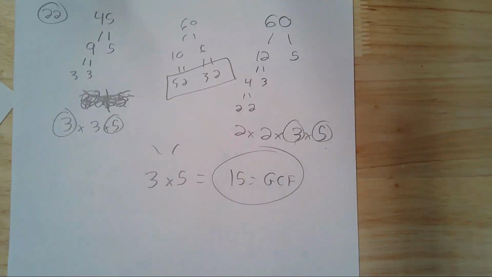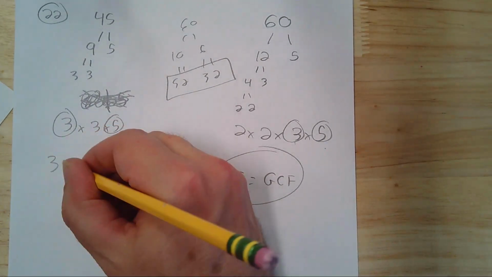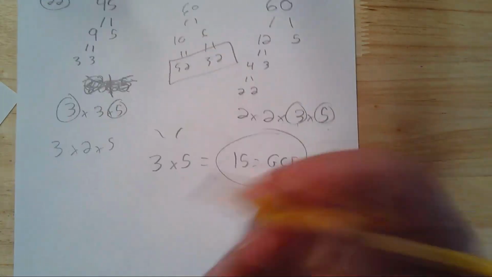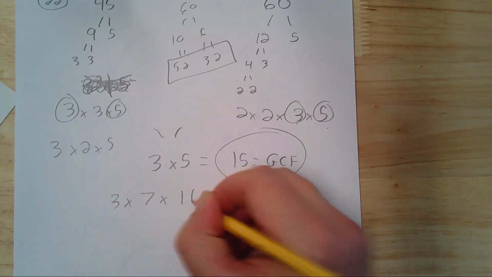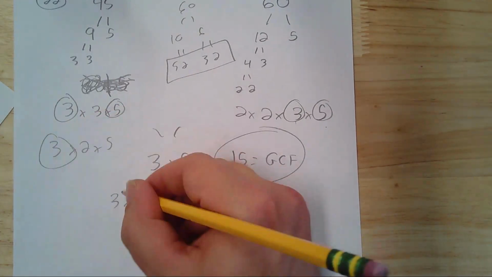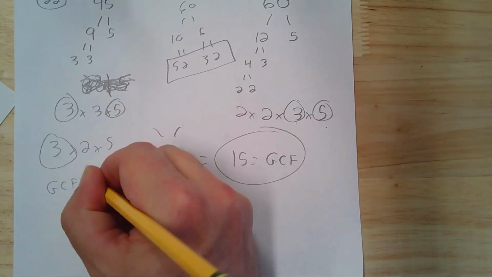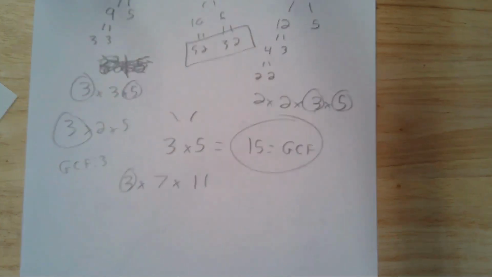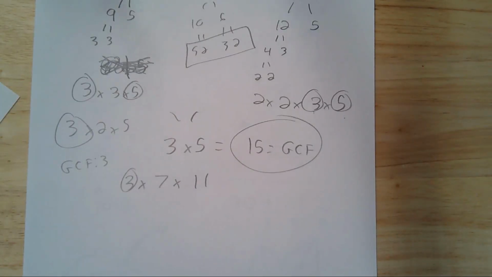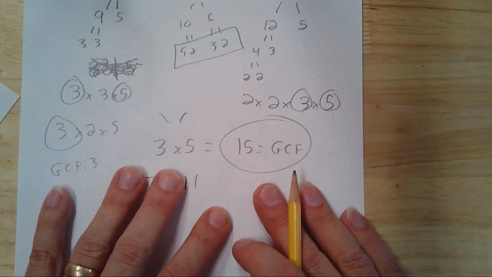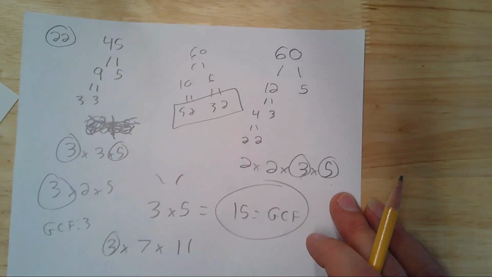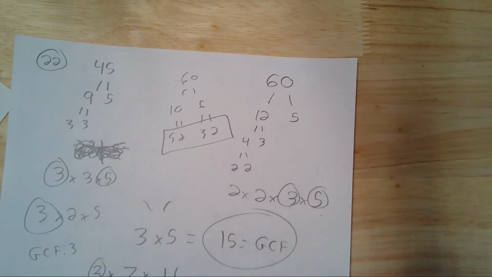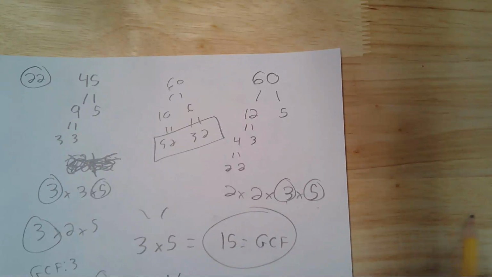If I only have one number, like just pretend I had 3 times 2 times 5 over here, and over here I had 3 times 7 times 11, well, then the greatest common factor would be 3. So are the common factors in this just 3 and 5? Multiplied together, 15 is the greatest common factor. Yeah, what about all the other common factors? We don't really care. We just care about the greatest common factor because that is the singular number.